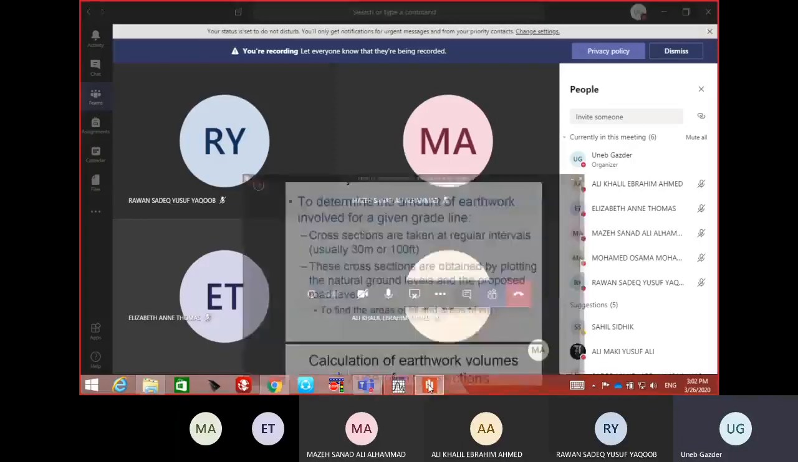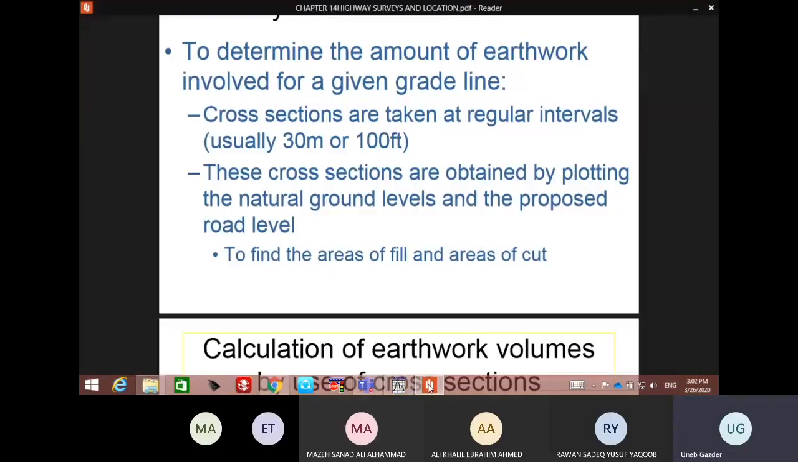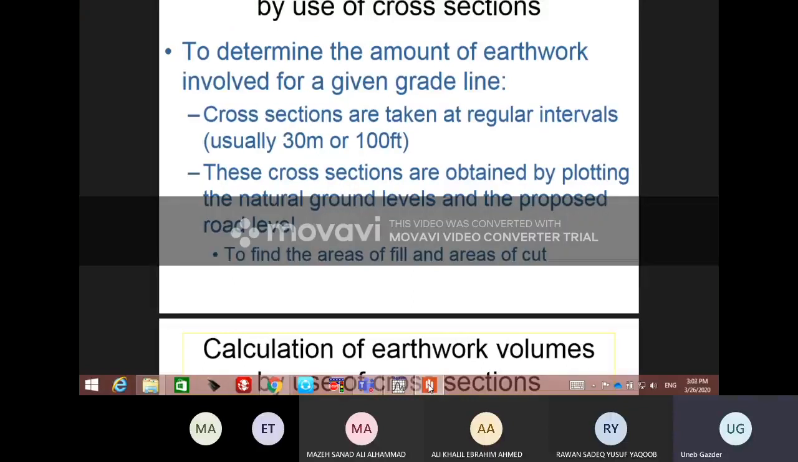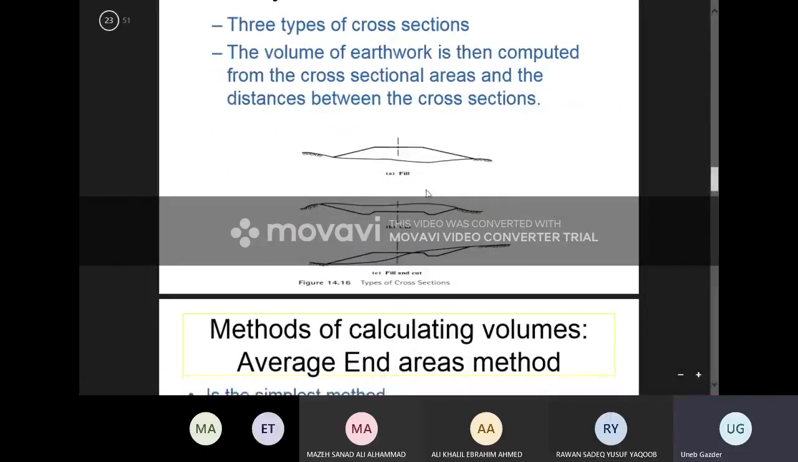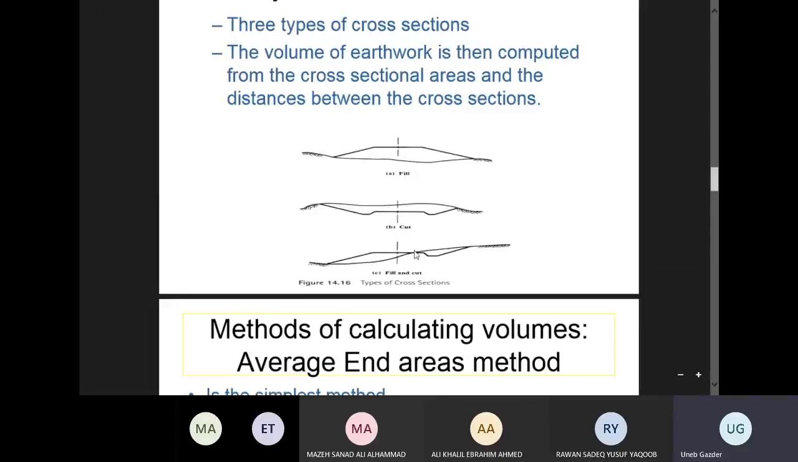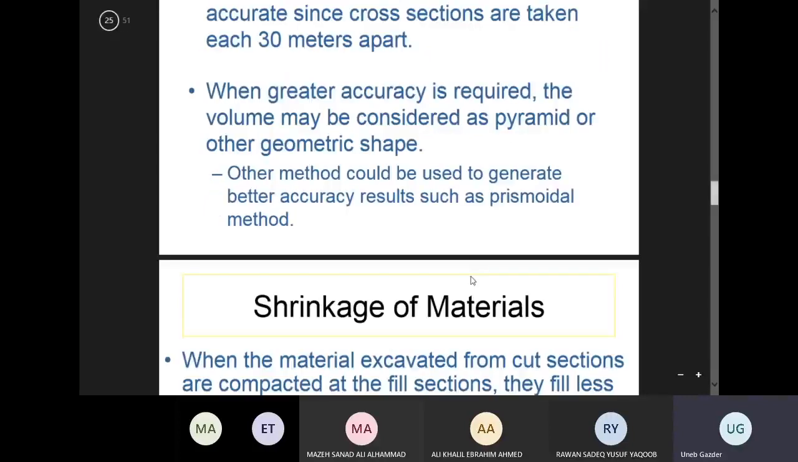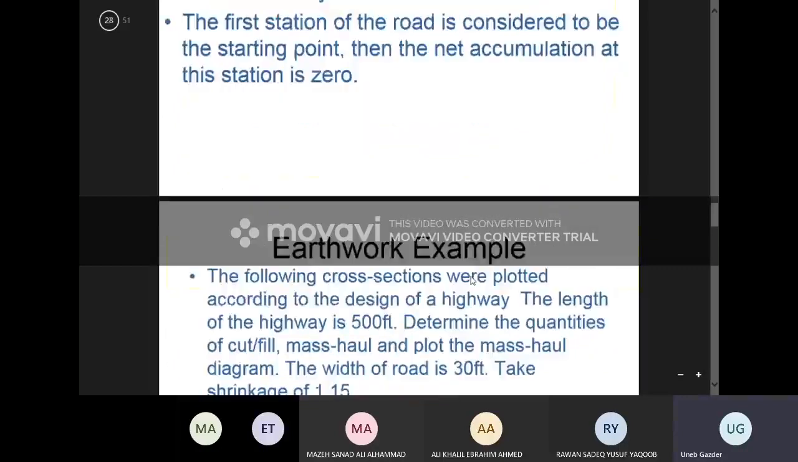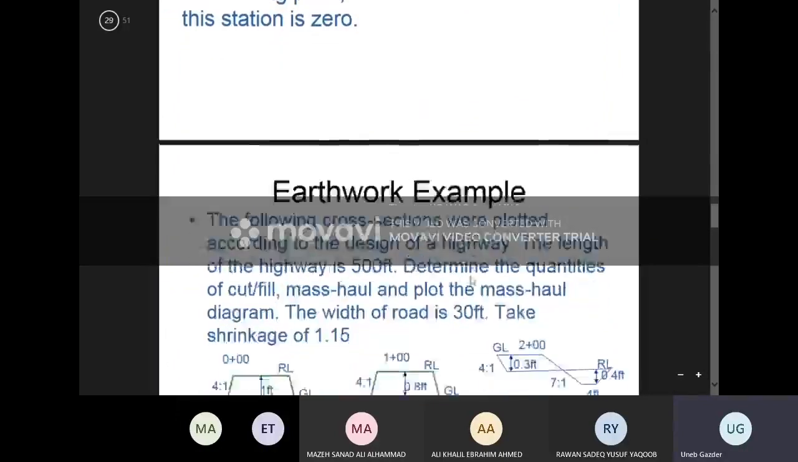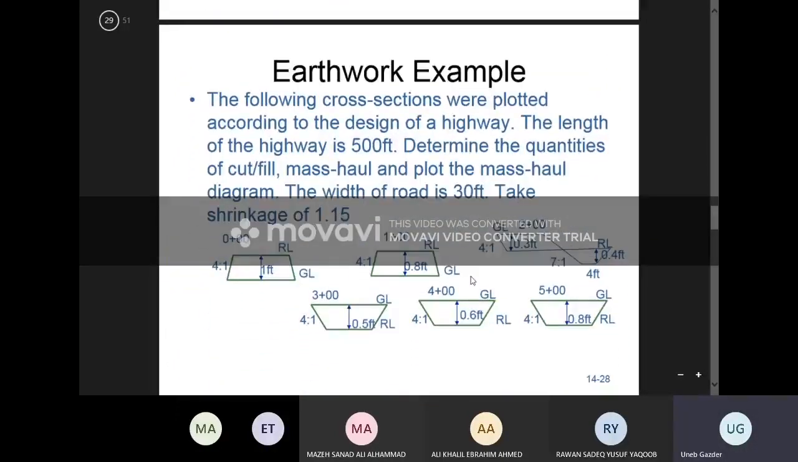And we also talked about how we calculate the earthwork. We have to calculate in volumes. To find out the volume, first of all, we draw cross sections of the road at different stations. It can be fill or cut and fill both. Then you apply the average end area method to calculate the volume of earthwork. So today we are going to start with an example of how to calculate earthwork.